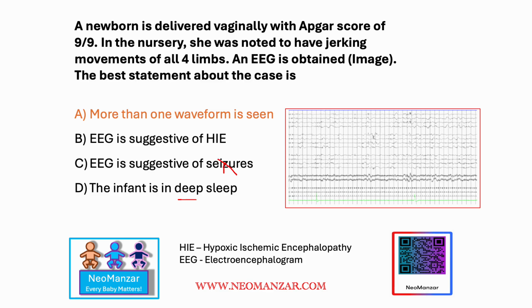And what about deep sleep? So again, a deep sleep EEG will have the delta waveform, which is very low amplitude, low voltage kind of. So that is again out. And deep sleep is a deceptive word anyway. So that should not be the answer here. So now let's dissect it more and learn more about the EEGs.